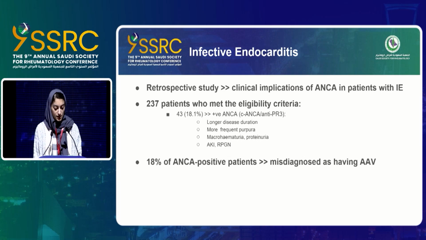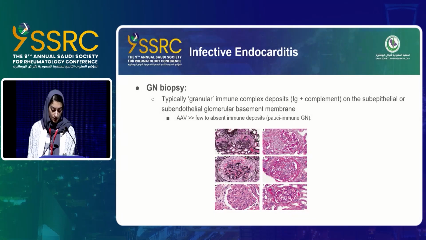Another interesting retrospective study looked at the clinical implication of ANCA in patients with infective endocarditis. Around 18% of the studied population had positive ANCA, and it's chiefly C-ANCA. And those patients characteristically had longer disease duration, more frequent purpura, and more kidney involvement, including acute kidney injury and rapidly progressive glomerulonephritis. And around 18% of those ANCA-positive patients were misdiagnosed as having ANCA-associated vasculitis.